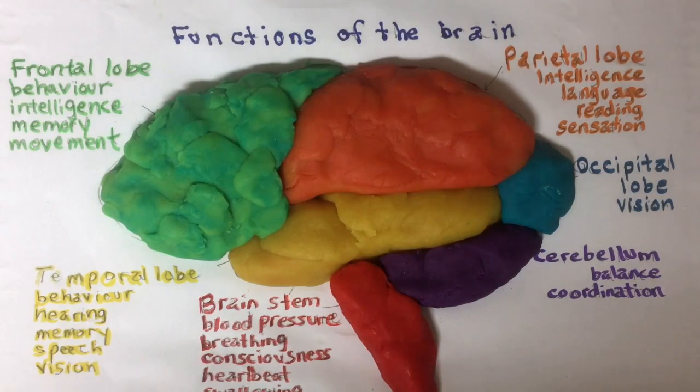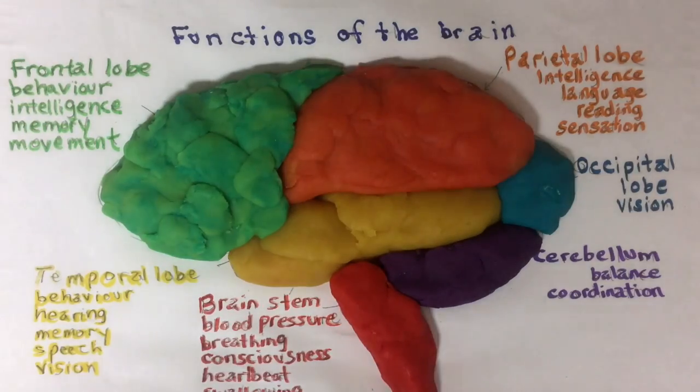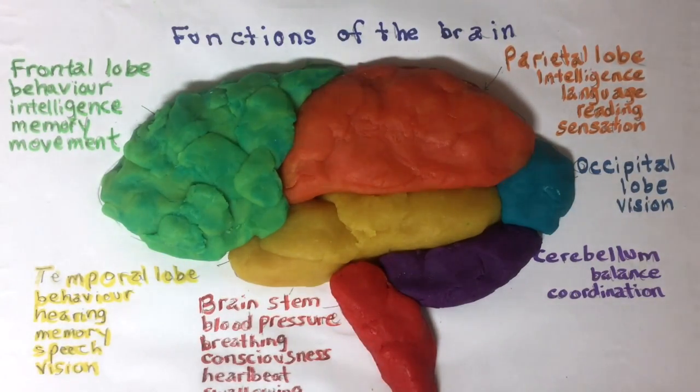Then we have the parietal lobe, which is orange. And the parietal lobe deals with movement, orientation, intelligence, language, and it also gives you perception of stimuli.